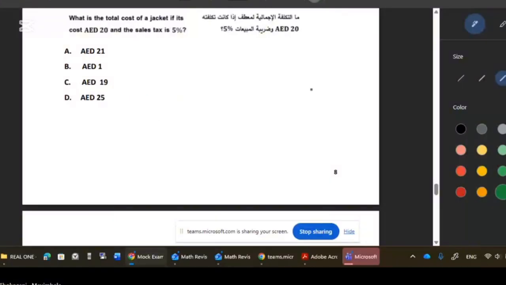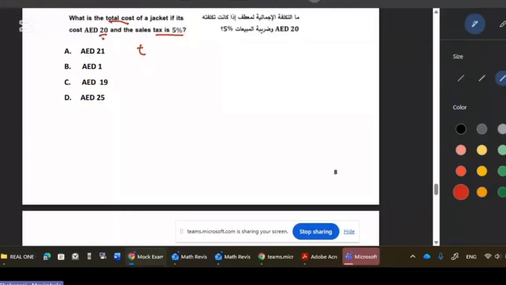Number 16 talks about what is the total cost of a jacket if the cost is 20 AED and the sales tax is 5%. We know the sales tax is the money that the government puts on top. So again, I like to use T. Someone is saying the answer is 25. Let's see if you are correct. Wrong.